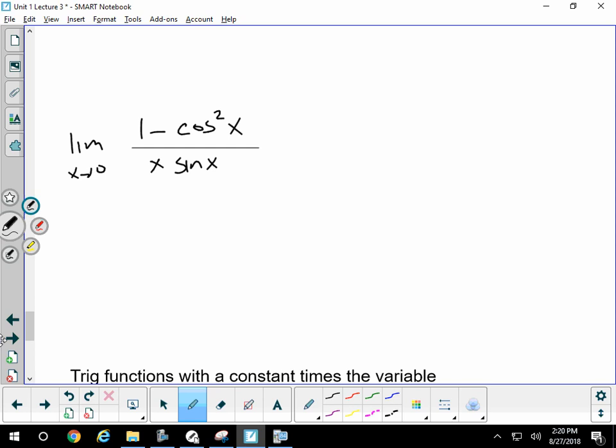Key is the 1 minus cosine squared. What is that equal to? If sine squared plus cosine squared equals 1, if I subtracted cosine squared, I get sine squared is equal to 1 minus cosine squared. So this guy right here is the same as sine squared. That's how we start.